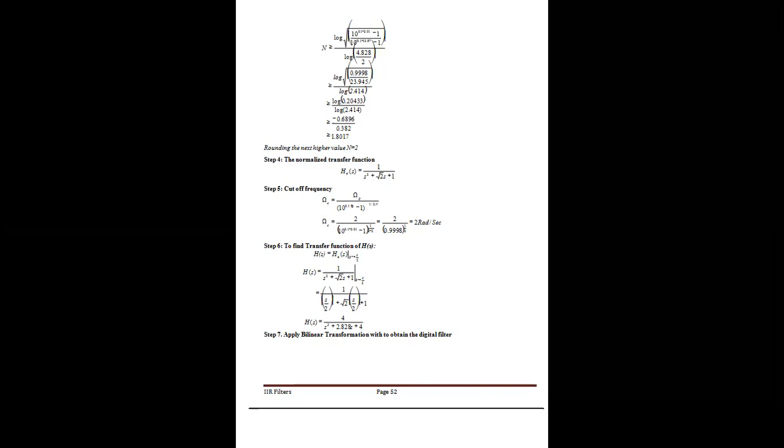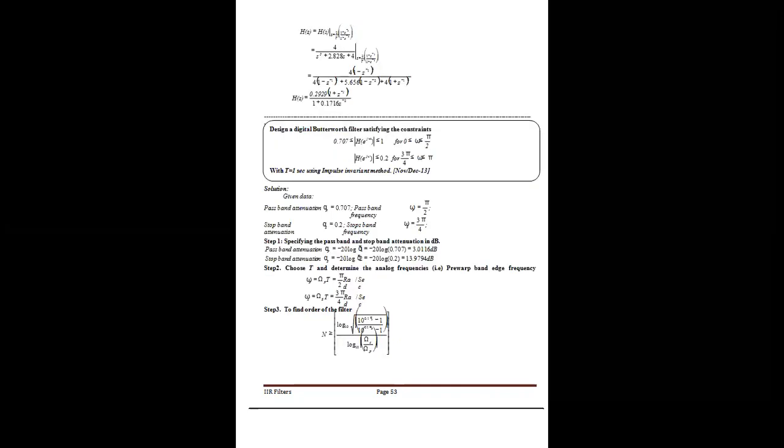By simplifying the expression, s squared by 4 plus 2.828 s plus 4, the numerator factor will be 4. Then after that, we have to apply the bilinear transformation. In the bilinear case, we have to replace s with 2 by T of (1 minus z to the power minus 1) divided by (1 plus z to the power minus 1). So replace it and simplify the value.